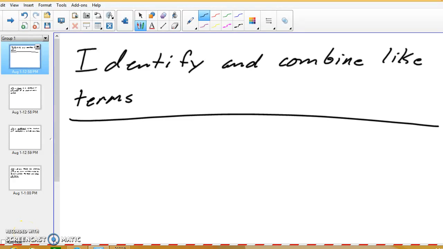In this lesson, we're going to learn about identifying like terms. By the end of it, you should be able to identify what are considered like terms and then be able to combine them into a single term if they are like terms.